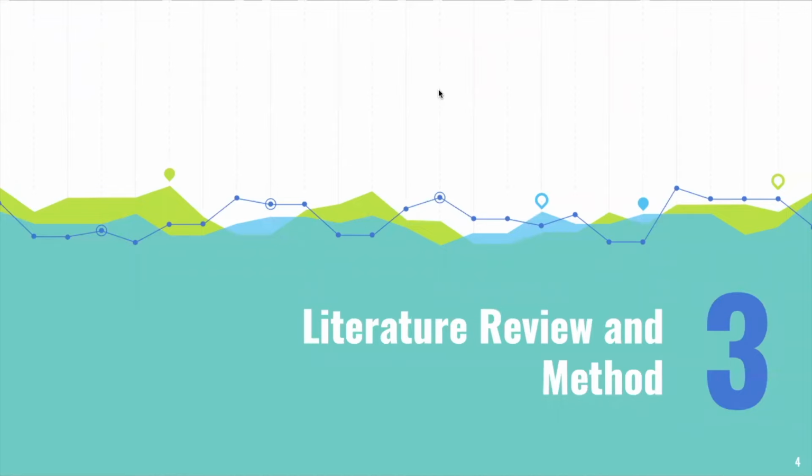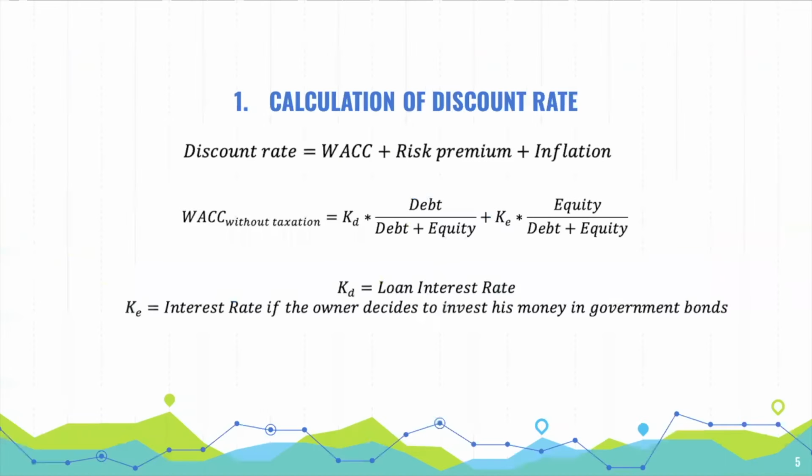So now let's talk about the literature review and the method. For the method, the first step was to calculate the cost of the discount rate. For this, it was taken into account that the discount rate was the sum of the weighted average cost of capital plus an associated risk premium plus the inflation rate calculated in April by the Mexican government. Also, it's important to say that for the weighted average cost of capital, a tax was not considered for part of the cost of the debt.